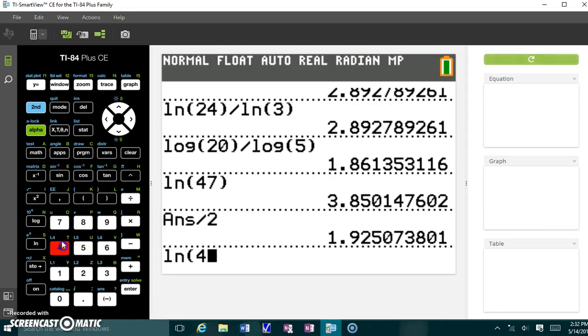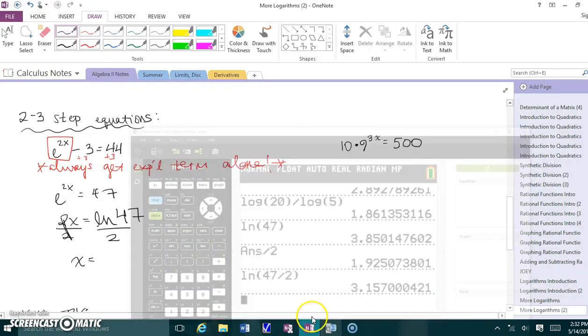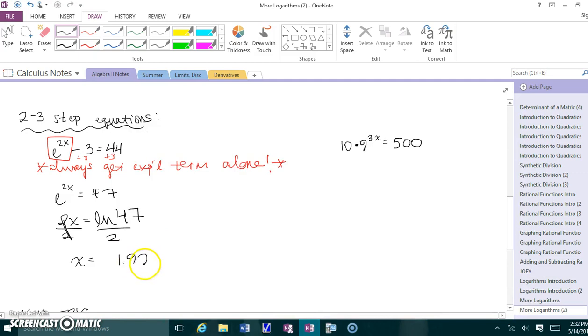Notice it is not the same as this. These are 2 very, very different things. So I don't get the same thing. That was bad. The one I did before was good. 1.925. There we go.